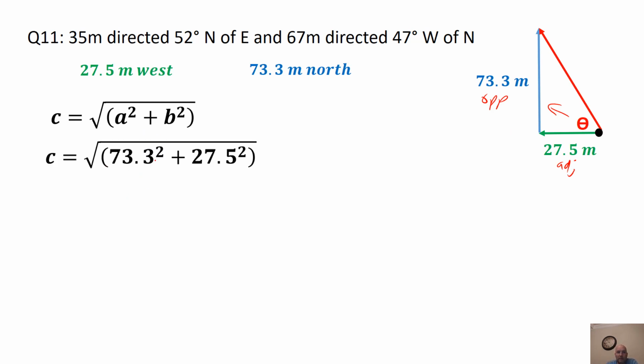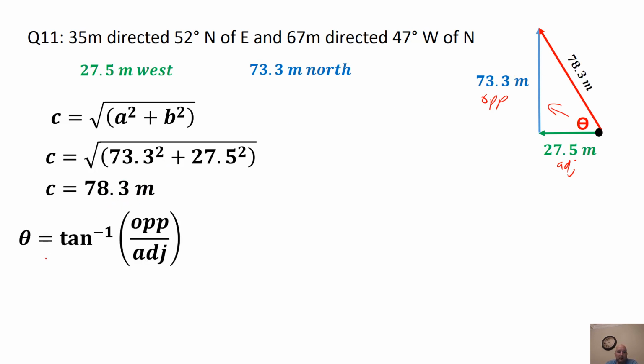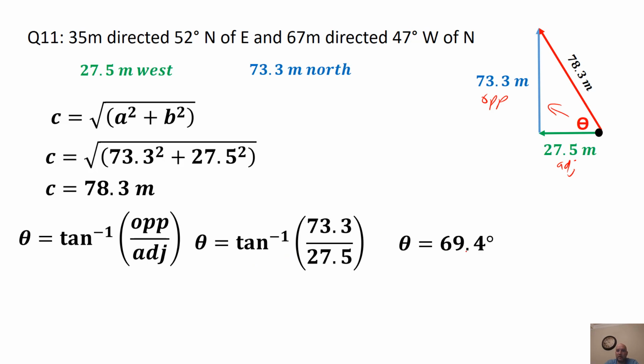Throw in the numbers, 73.3 squared plus the 27.5 squared, take the square root of that, you're going to get 78.3. Always watch out if you have a much bigger number, like huge, usually you can tell you did something wrong. You might not have taken the square root of something. But 78.3 meters, that's going to be right here. And then we're going to solve for our angle. So it's going to be the opposite, which is 73.3 over the 27.5. And we're going to take the inverse tangent of that, and we're going to get 69.4.